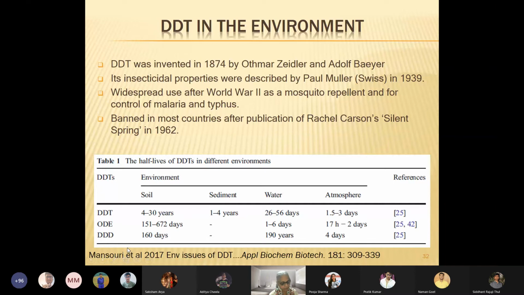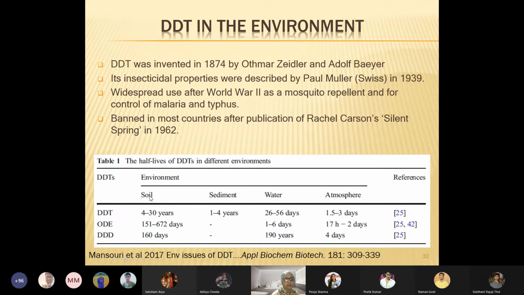intermediate product. So DDT is the parent chemical. It starts degrading. When it degrades, it becomes DDD. This is not DDO, this is DDE. So one of the chlorines is lost. So you have DDE and DDD.